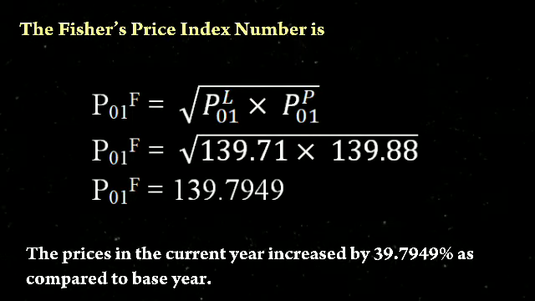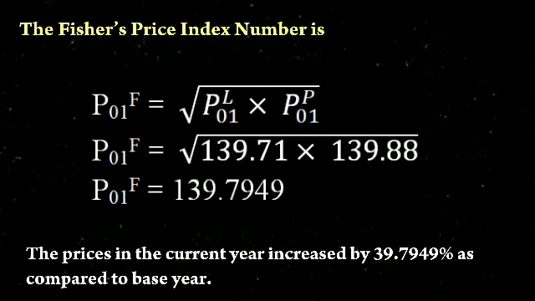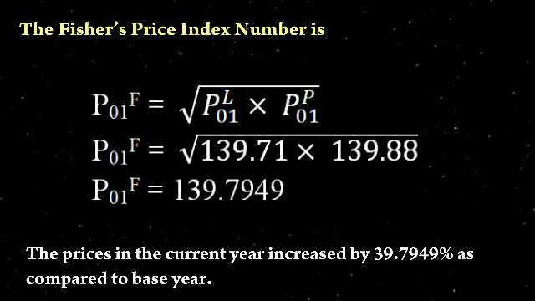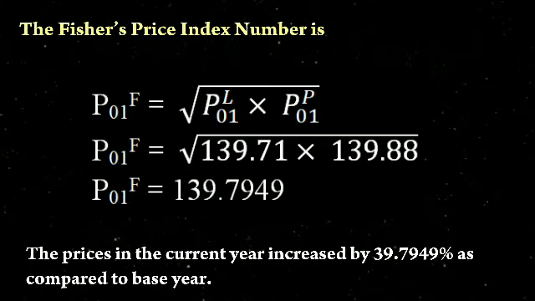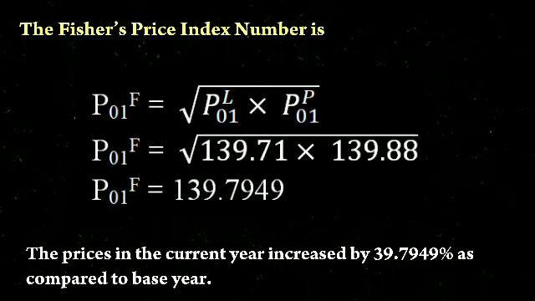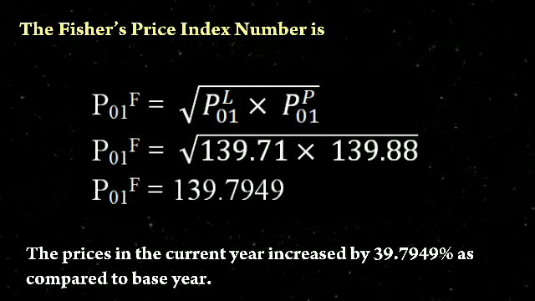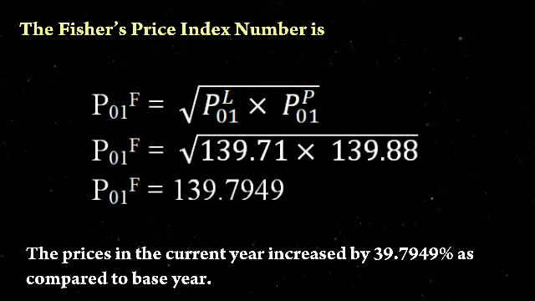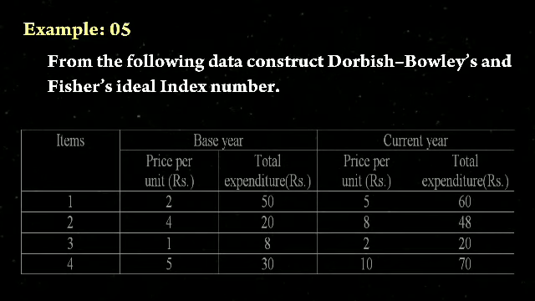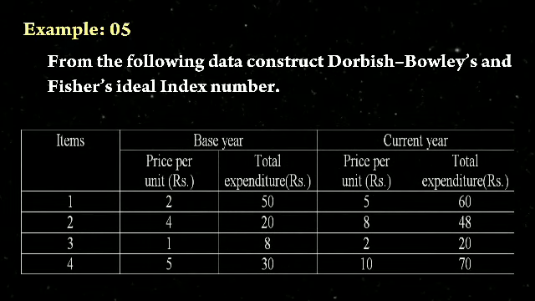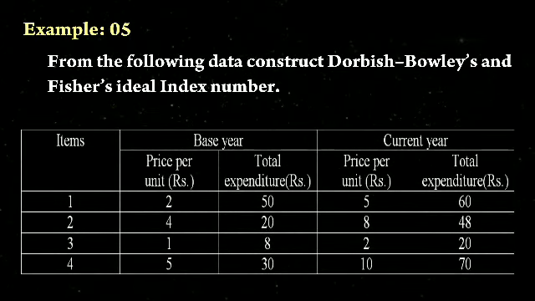So, there is 39% variation from the base to the current year, 39 point something, right? So, there is a variation which is quite similar, but there is a slight difference between the values which are constructed here. Second example: from the following data, construct Dorbish-Bowley's and Fisher's ideal index number.